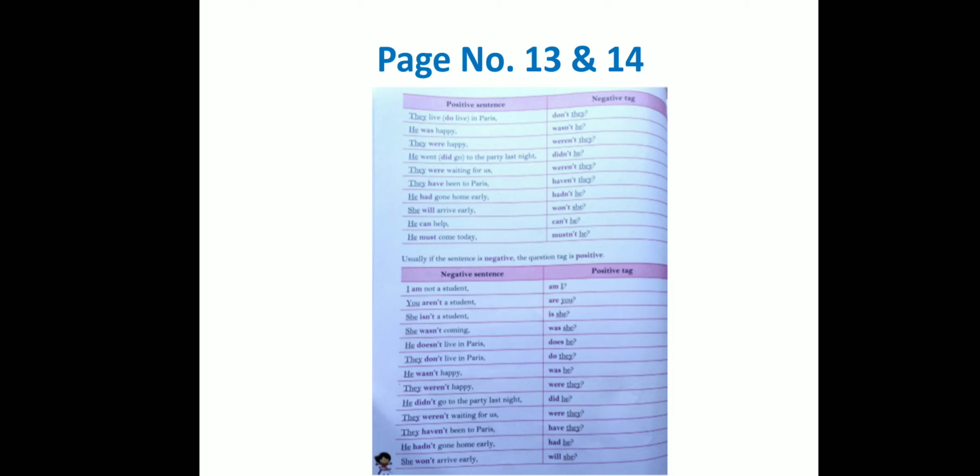She will arrive early, won't she? So will and not together make the contraction won't. So won't she? He can help, can't he? He must come today, mustn't he? So must and not together forms mustn't. So he must come today, mustn't he? Okay, this is about the positive sentences with negative tag. In the next part, we have negative sentences that use positive tag.